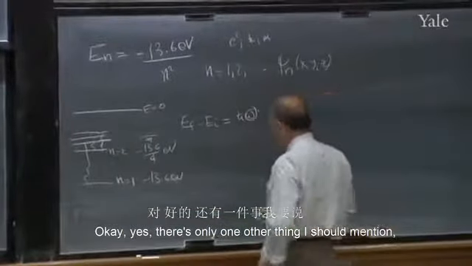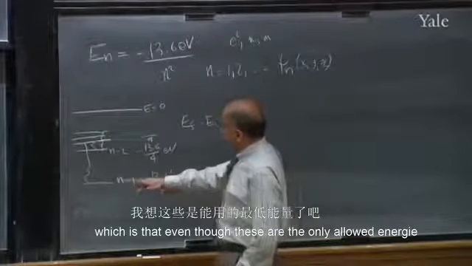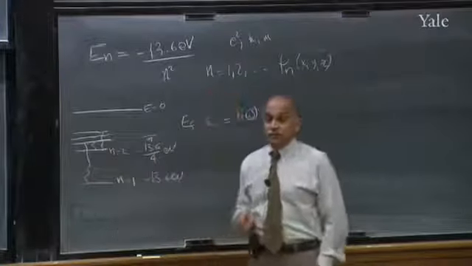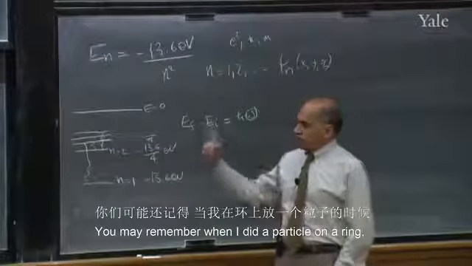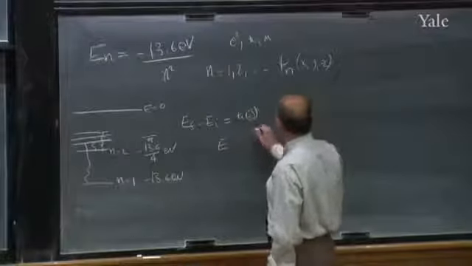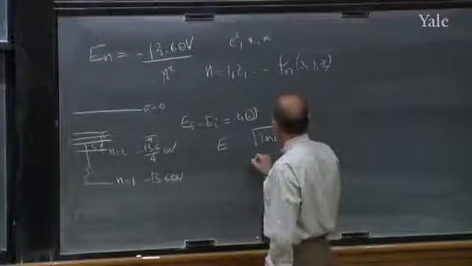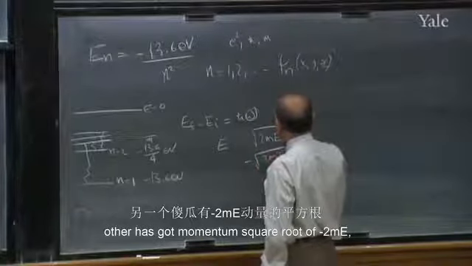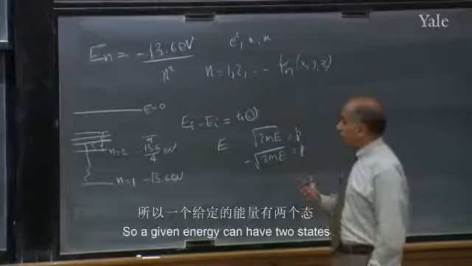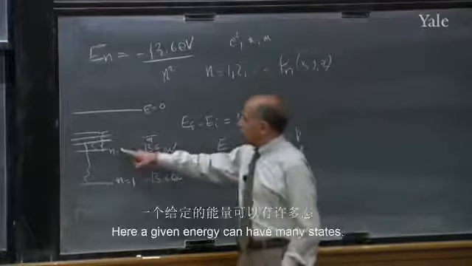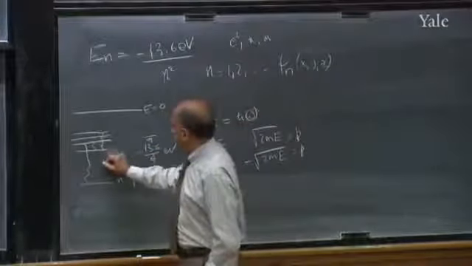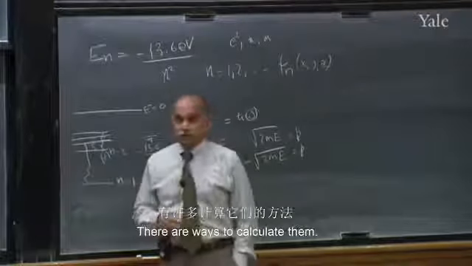There's only one other thing I should mention, which is that even though these are the allowed energies, there's more than one state at a given energy. You may remember when I did a particle on a ring, at a given energy, there are two states of momentum. One has got momentum equal to square root of 2mE, other has got momentum minus square root of 2mE, because when you take the square and divide by 2m, you get the same energy. So a given energy can have two states. Here, a given energy can have many states. There's only one here, and here you can have 4, and here you can have more. There are ways to calculate them.